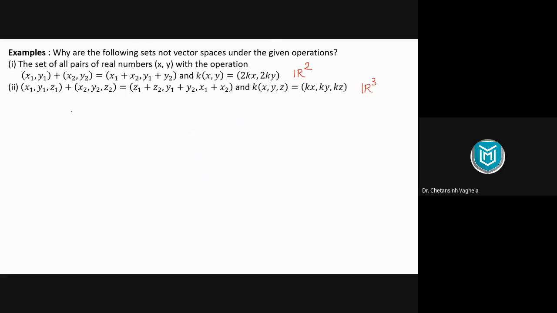Now let's try to understand our operations first. In the first example, if your first vector is x1, y1, and your second vector is x2, y2, then we are adding these two vectors like this. First component with first component, that means x1 plus x2, comma, second with second, that means y1 plus y2. Now this is your standard vector addition. We do vector addition in this way. That means the addition operation is standard here, the same way we do it in the standard way.